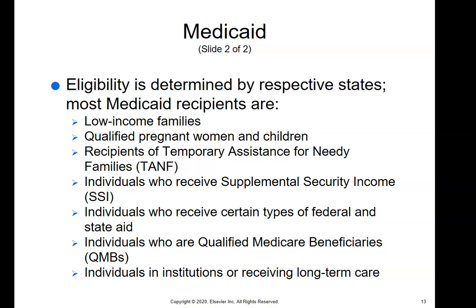Most Medicaid recipients are either low-income families, qualified pregnant women and children, recipients of temporary assistance for needy families, also known as TANF, individuals who receive supplemental security income, SSI, individuals who receive certain types of federal and state aid, individuals who are qualified Medicare beneficiaries, the QMBs, and individuals in institutions or receiving long-term care.